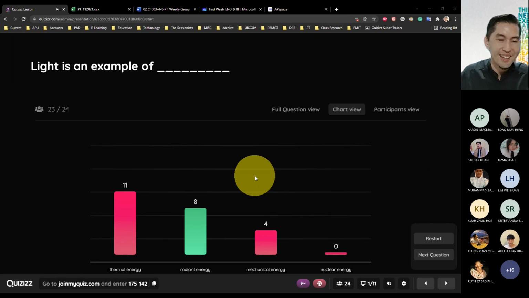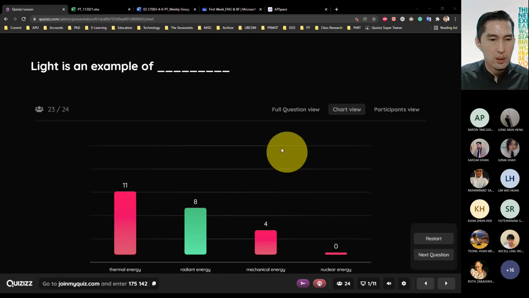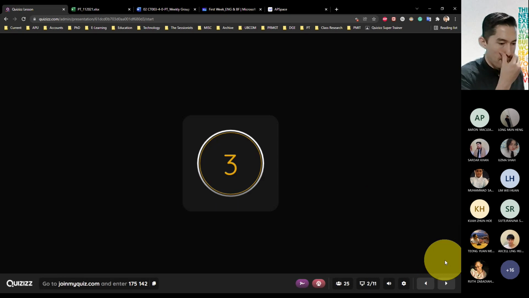All right. So light is not an example of thermal energy per se. Thermal energy is separate, yeah? Of course, sunlight, for example, the sun can actually be a source of both light and thermal energy. But in this case, it's asking about the light. So that is what we refer to as radiant energy. Interestingly, 8 of you got that correct. Move on to the next question.